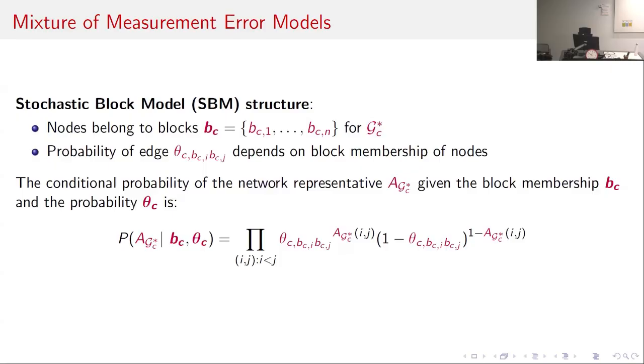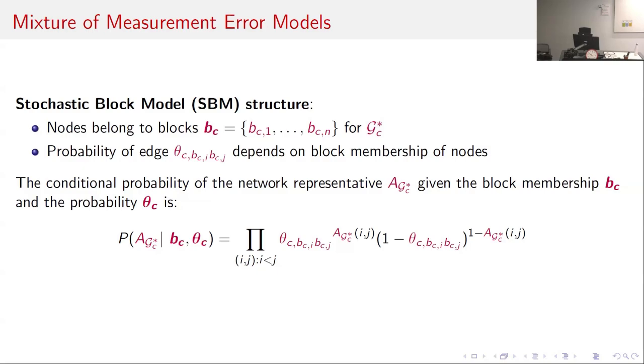The stochastic block model is a very commonly used model in the statistical network analysis literature. The assumption is that you have nodes belonging to blocks. This is an unobserved block membership of the N nodes for the G star network of cluster C.